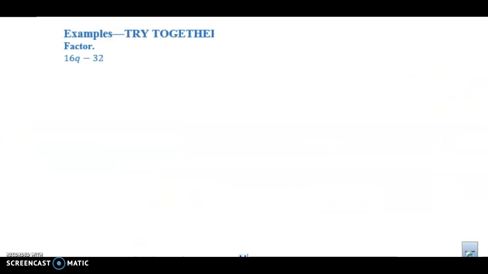Okay, let's practice some. So the first thing I have is 16q minus 32. My two terms are 16q and 32, and so I'm going to factor those out. 16 is 4 times 4, which is 2 times 2 and 2 times 2. So I should have 4 2's and a q. 32 is 8 times 4. That's 4 times 2.